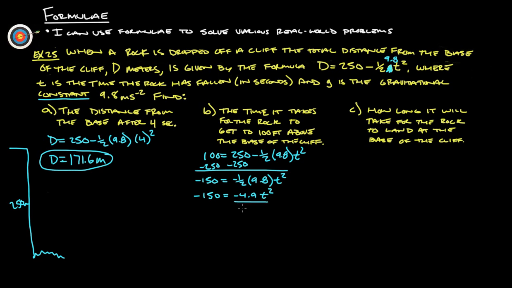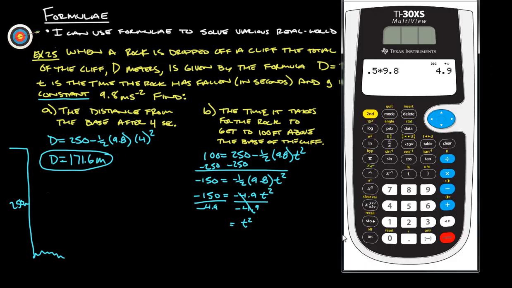Okay, so we want to get rid of that. We've got to divide now, because that's negative 4.9 times t squared. So we've got to divide by negative 4.9. And that's going to leave us with t squared equals negative 150 divided by negative 4.9. That gives us 30.6122.